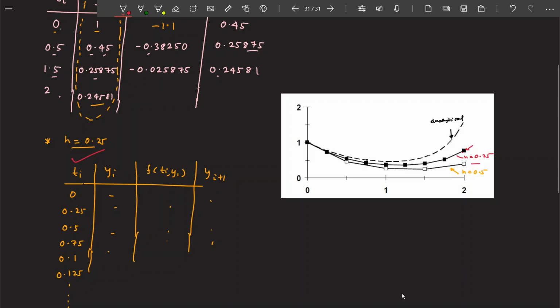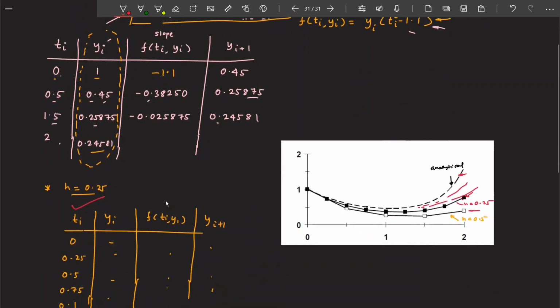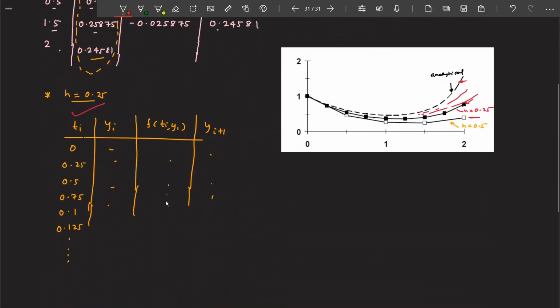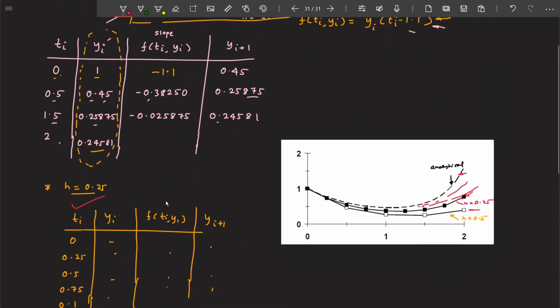And this is for 0.5. So as you go on decreasing the value of step size, you're going to come here, and you're going to come here, you'll approach your analytical solution. So as you go on reducing your step size, you will approach the analytical solution. So this is how you have to solve an initial value problem using Euler's method. I hope everybody is clear with this.